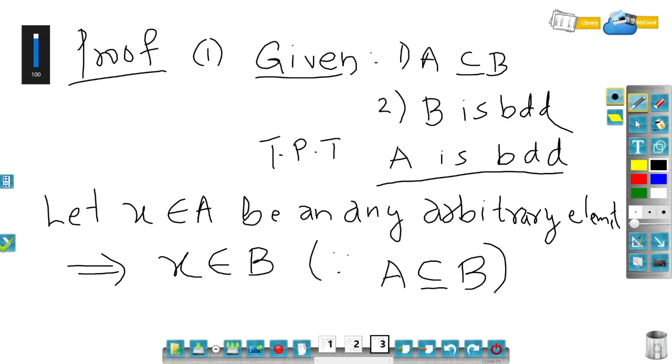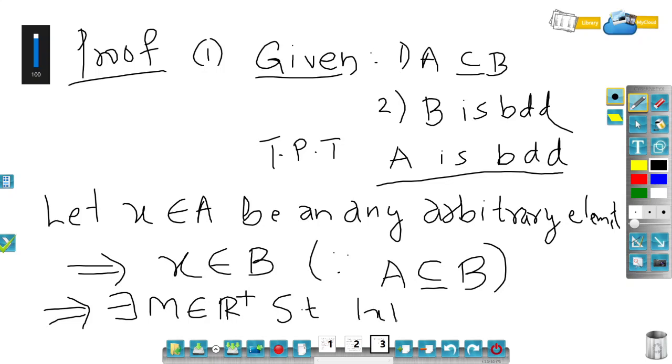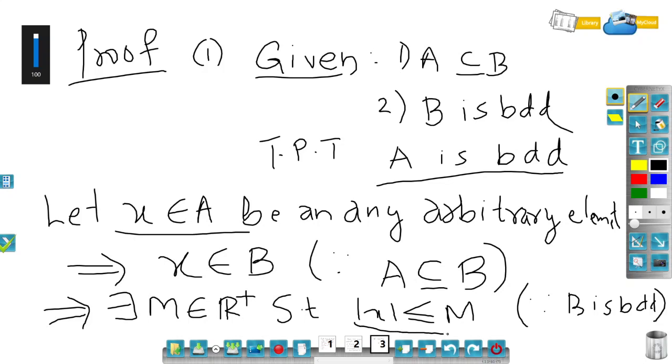So x will definitely belong to B, but B is bounded. It is given that B is bounded. So that would imply there exists M belongs to R positive such that mod x is less than or equal to M. Right? So the reason is that B is bounded. Now you can see that we started with an element from A and we have shown that this arbitrary element is less than or equal to M.